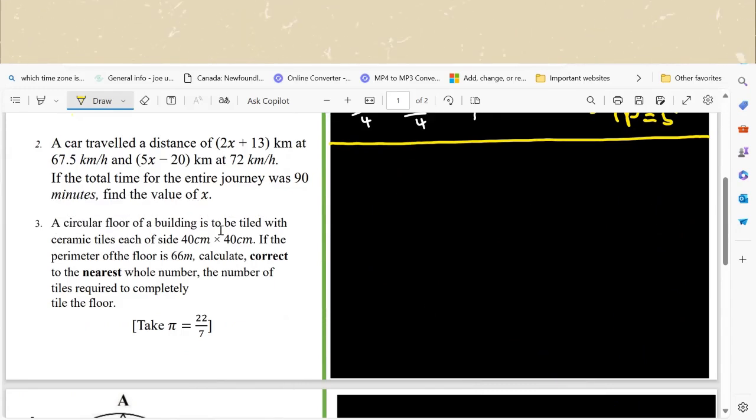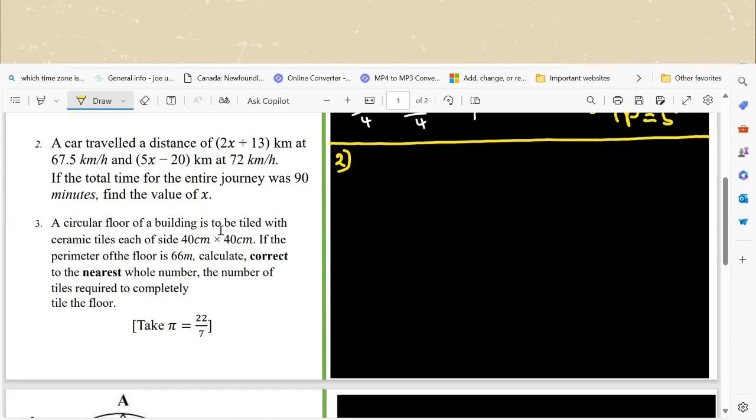So here, question number 2. They told us that a car traveled a distance of 2s plus 13 kilometers at a speed of 67.5 kilometers per hour and 5s minus 20 kilometers at a speed of 72 kilometers per hour. If the total time for the entire journey was 90 minutes, find the value of s.